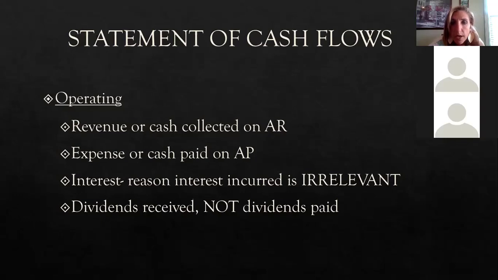The statement of cash flow has three sections. Operating are the daily things you do to run your business, but interest is a really tricky one. It always goes in the operating category, no matter why you had to pay the interest or why you earned the interest, because we're going to classify it as interest revenue or interest expense. So anything you think is an expense or revenue item, that's probably going to go in the operating section. And here's a list of examples.